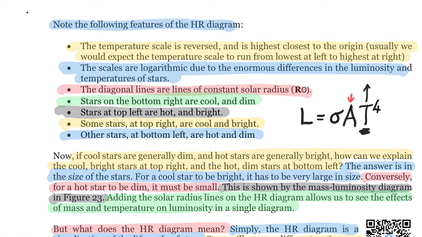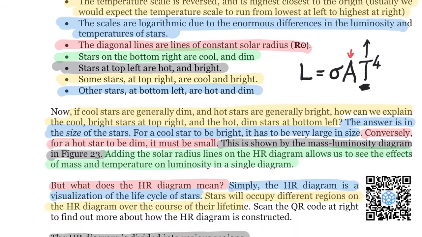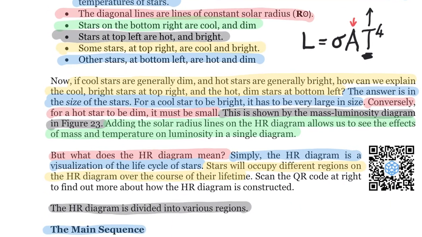This is shown by the mass luminosity diagram that we looked at before. Now, adding the solar radii lines on the HR diagram allows us to see the effects of mass and temperature on luminosity in a single diagram. And this is why it is such a powerful and beautiful tool for us to use.